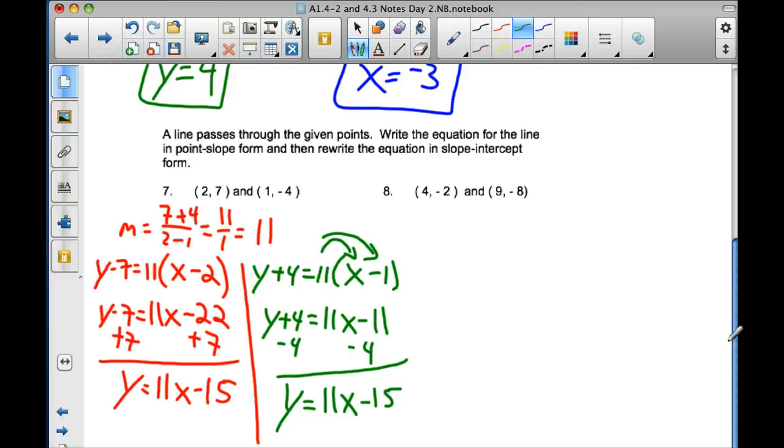Alright, try 8 on your own. Go. Find the slope. I would definitely choose the first point. You don't have to, we're not going to split the class up this time. You got to choose smaller numbers. If you want to use the bigger numbers, feel free. But you'll get the same equation.